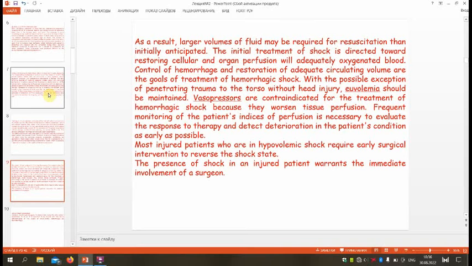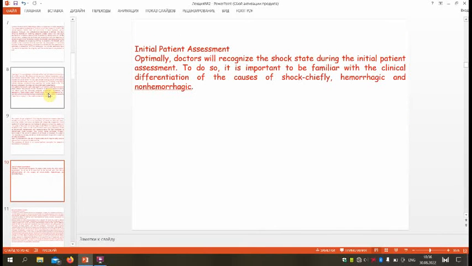Most injured patients who are in hypovolemic shock require early surgical intervention to reverse the shock state. The presence of shock in an injured patient warrants the immediate involvement of a surgeon. Initial patient assessment. Optimally, doctors will recognize the shock state during the initial patient assessment. To do so, it's important to be familiar with the clinical differentiation of the causes of shock, chiefly hemorrhagic and non-hemorrhagic.